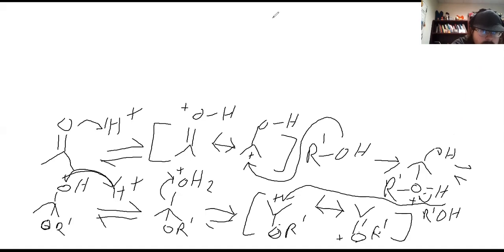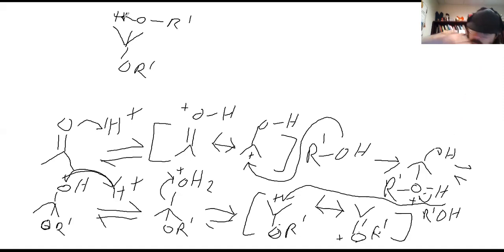We have our OR prime, and there's positive charge here. We deprotonate this to form our acetal.